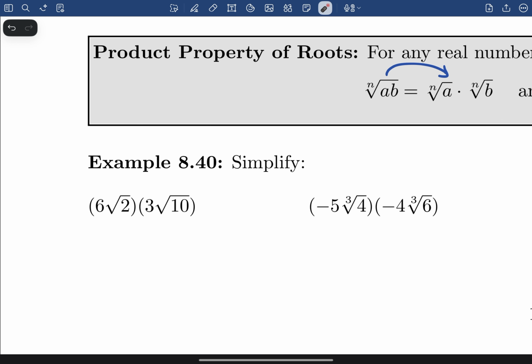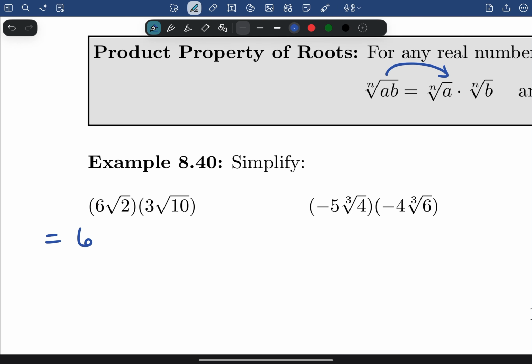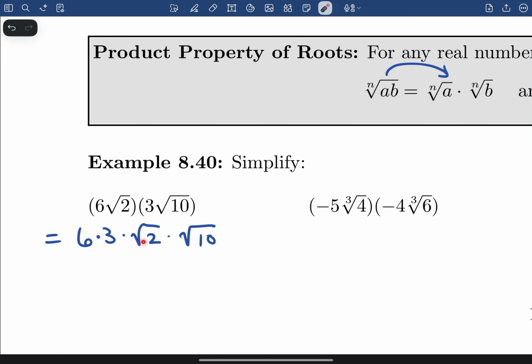And this example says multiply 6 times the square root of 2 times 3 times the square root of 10. And the cool thing is we can just take these numerical values, 6 and 3, and multiply them together, right? And maybe we reorder things. So I'll reorder it so you see it clearly. Multiplication is commutative, meaning we can write it in any order that we want to. So I'm going to write it like this. I have 6 times 3 times the square root of 2 times the square root of 10. And I've grouped 6 and 3 together so I can multiply them.